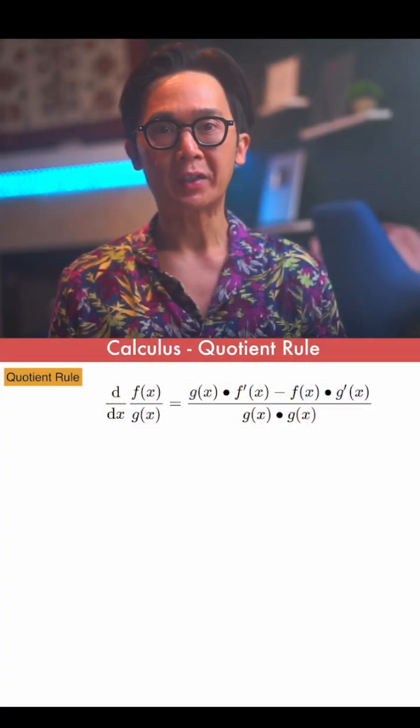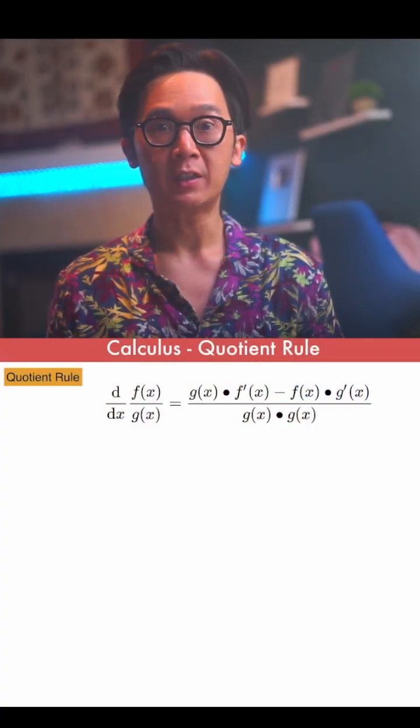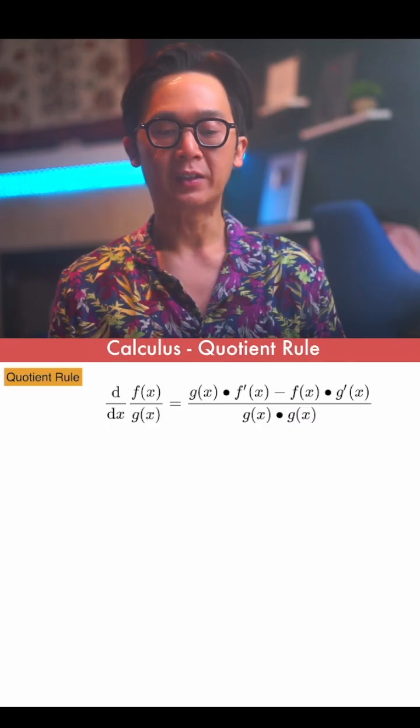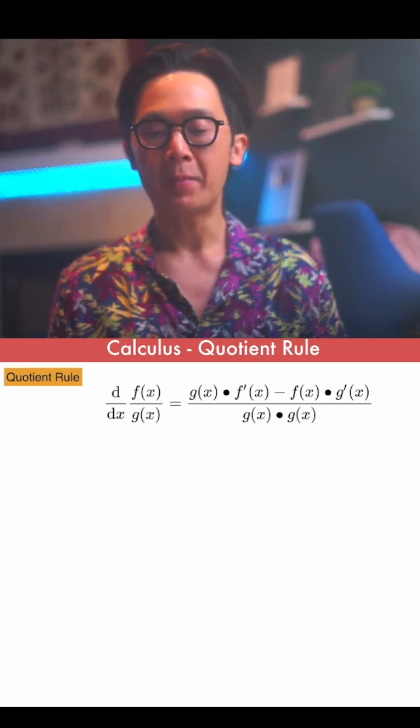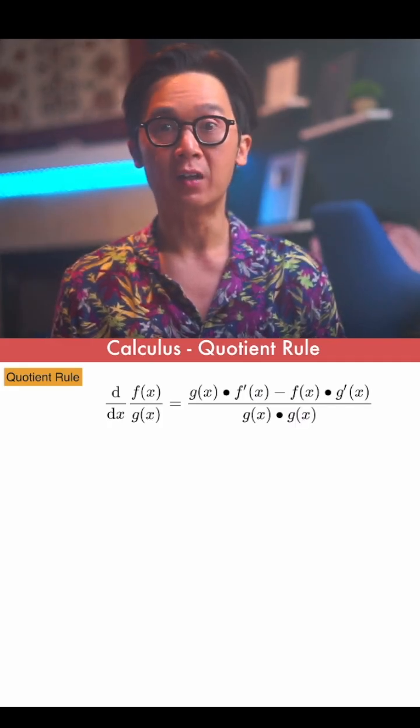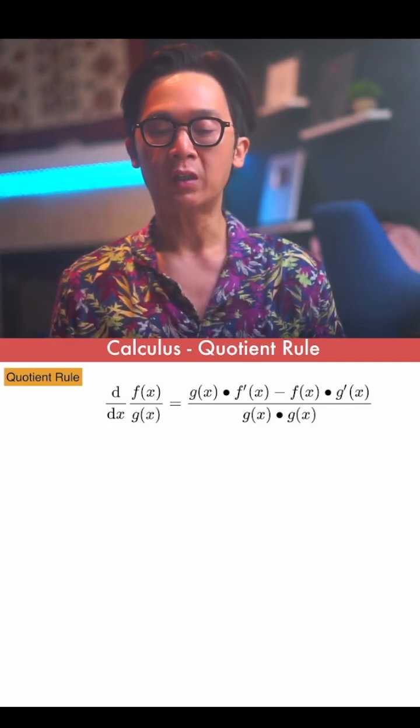How do we use our quotient rule in differentiating functions in calculus? Let's answer this problem. This is the calculus formula that we use in differentiating functions in fraction form. The derivative of f of x all over g of x is equal to g of x times f prime of x minus f of x times the derivative of g of x, all over g of x squared.